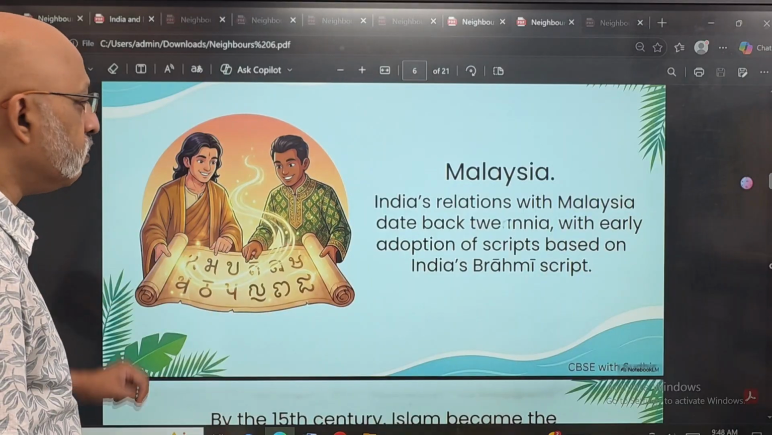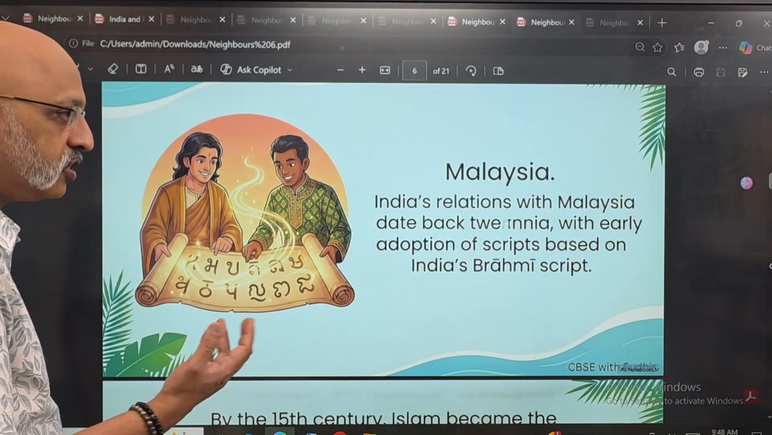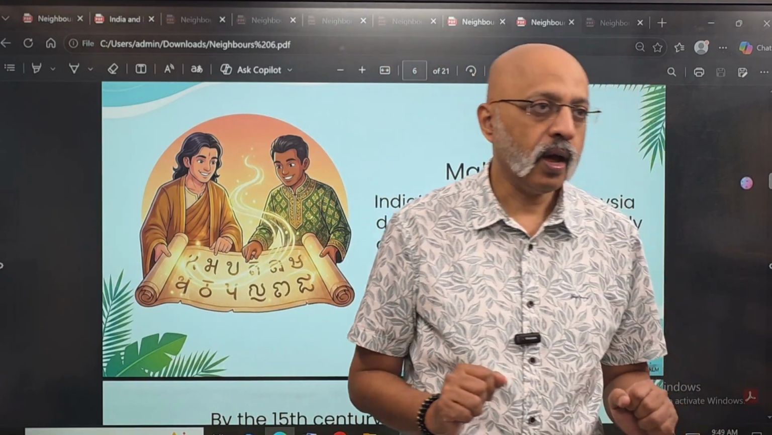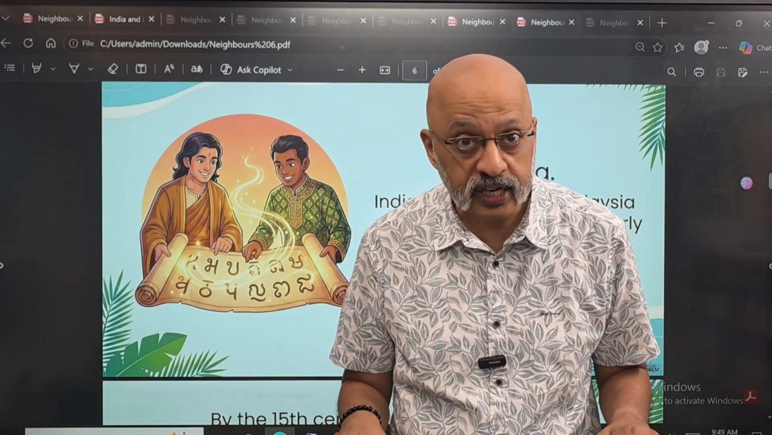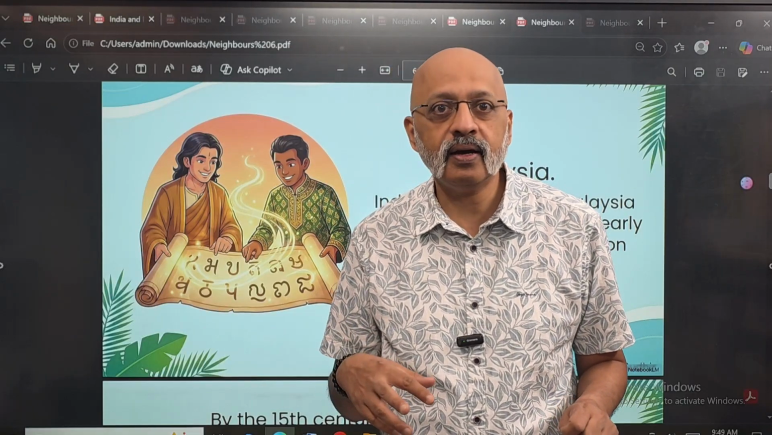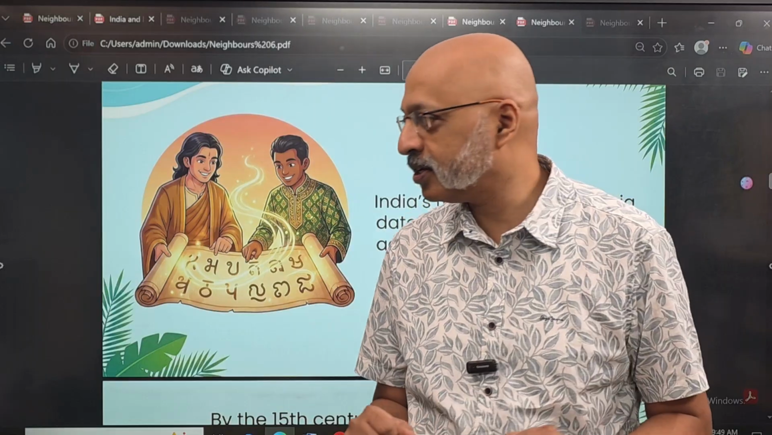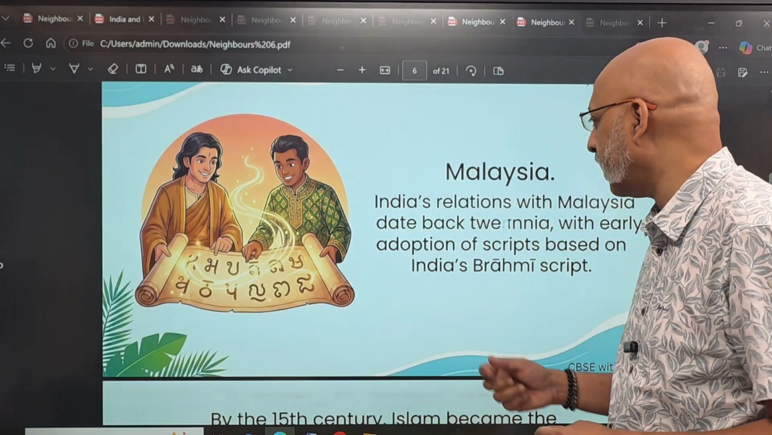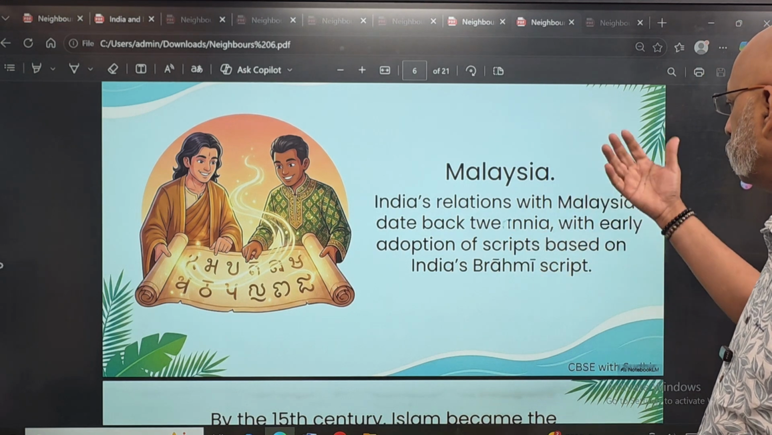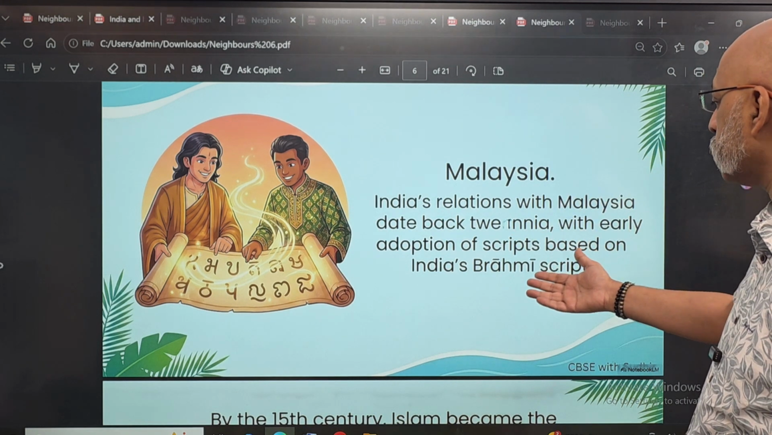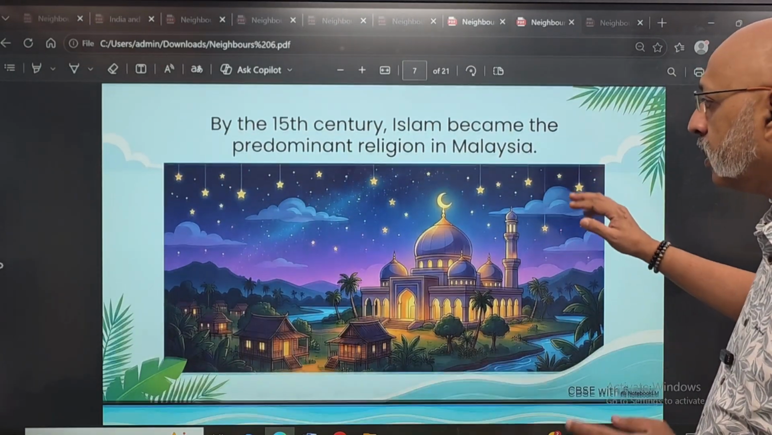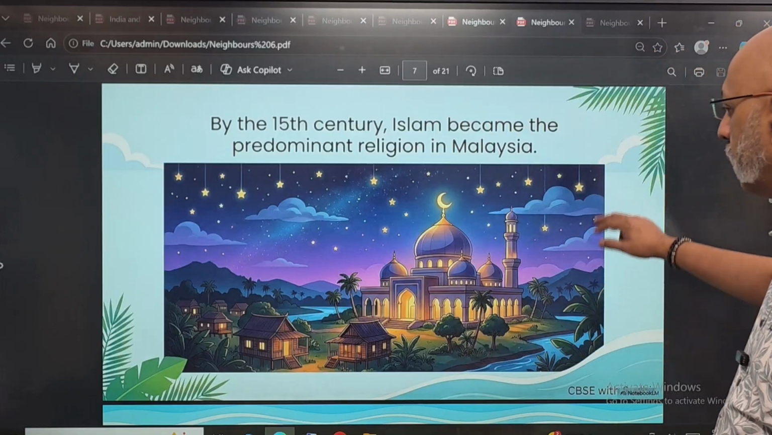Then next we move to Malaysia. Now India's relations, in fact, on one of my visits to the US, we were a group of 25. One of the journalists was from Malaysia and spoke very nice Hindi and Tamil also, right? So it was quite interesting to be able to converse with somebody from Malaysia like that. India's relations with Malaysia date back to early adoption of scripts based on India's Brahmi script. By the 15th century, Islam became the predominant religion in Malaysia.